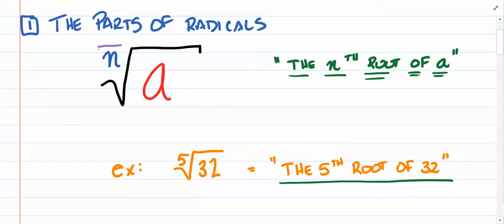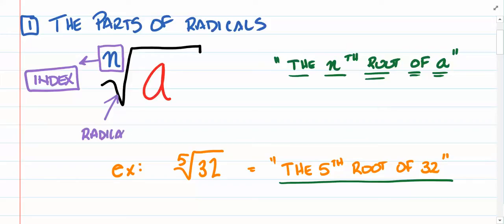The n up here is what's referred to as the index. That's the word that we give to that part right there. The index is n. The symbol, this black bar right here, this square root symbol, is actually called the radical sign. R-A-D-I-C-A-L sign. It doesn't have to be a square root. It could be a cube root, it could be a 5th root, it can be lots of different things. So we call it the radical sign. So the n is the index. The black is called the radical sign.